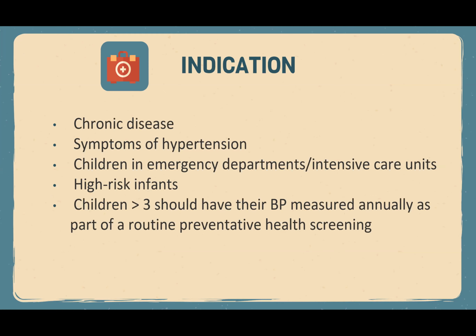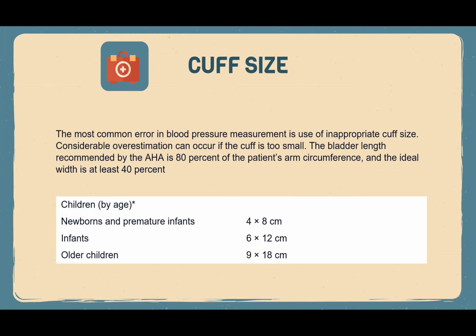preventative health screening. So for the cuff size, we need to really determine the correct cuff size for the children, because the most common error in blood pressure measurement is when we use an inappropriate cuff size. Considerable overestimation can occur if the cuff is too small. The recommended bladder length by the American Heart Association is 80% of the patient's arm circumference, and the ideal width is at least 40%.